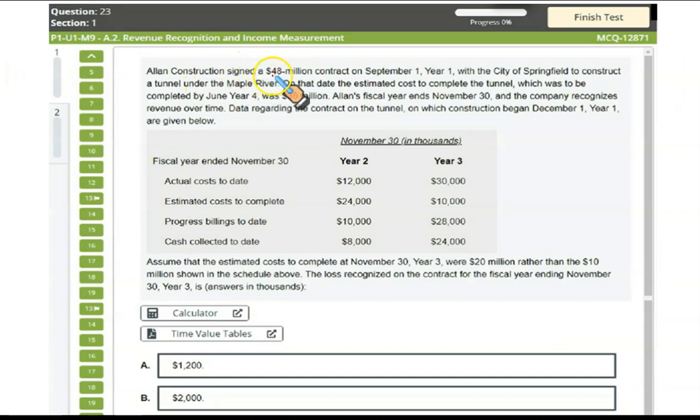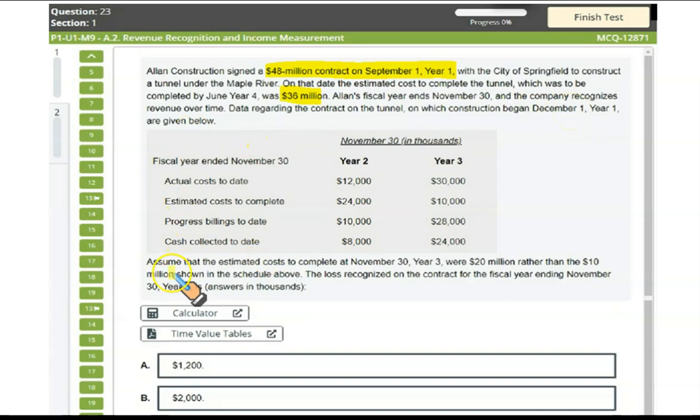Allen Construction Company signed a $48 million contract on September 1st, year 1 with the city of Springfield to construct a tunnel under the Maple River. On that date, the estimated cost to complete the tunnel, which was to be completed by June 4th, was $36 million. This is the estimated cost. Allen's fiscal year ends on November 30th and the company recognizes revenue over time. Data regarding the contract on the tunnel, on which construction began December 1st, year 1, are given below.